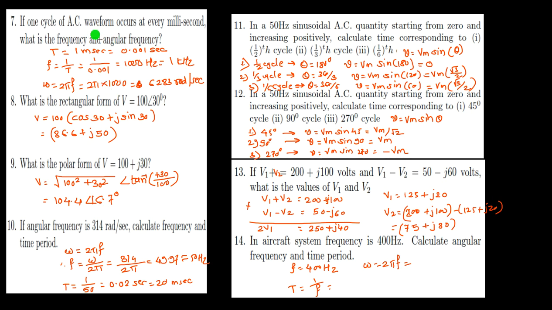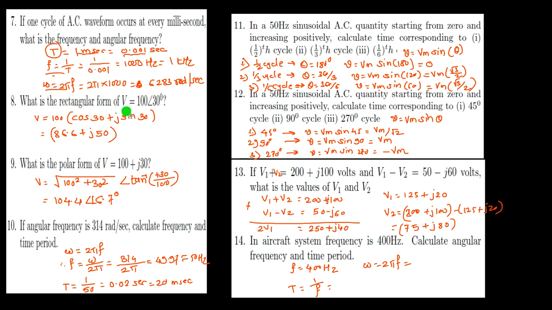If one cycle of AC waveform occurs at every millisecond, what is the frequency? Every millisecond means the time period to complete one cycle is 1 millisecond. So F is equal to 1 upon T and omega is equal to 2 pi F. By using these relations, you can calculate the frequency and angular frequency.